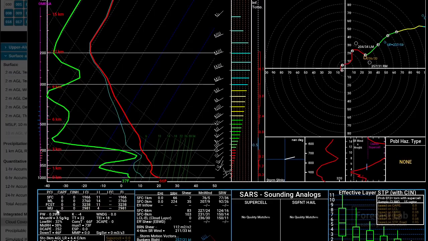But you can see that the CAPE is basically zero, and that's due to the vast amounts of dry air in the low levels.